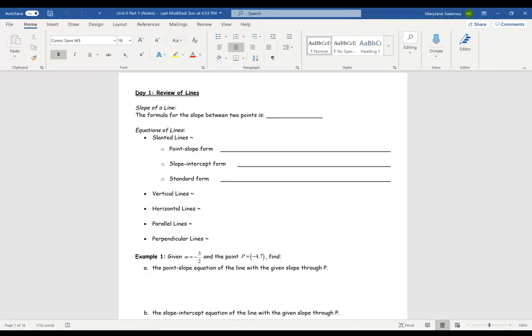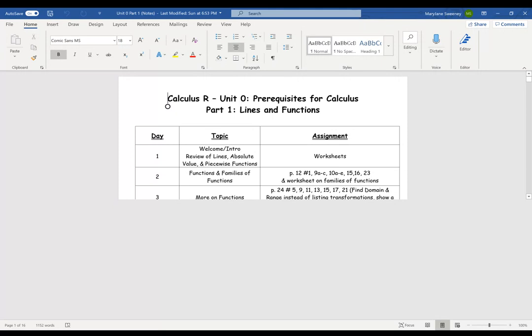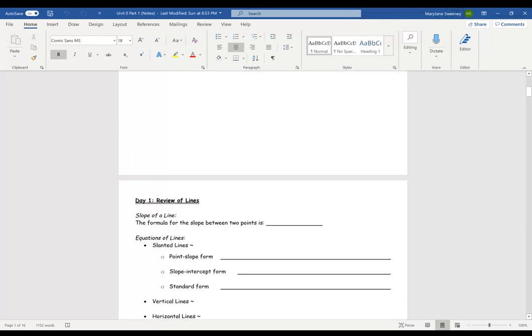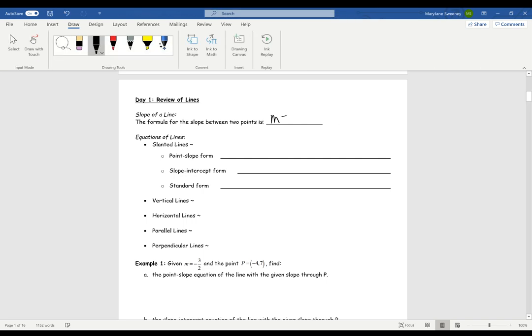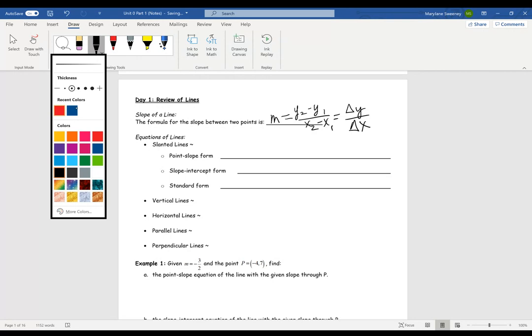So for this, first, the formula for the slope: m equals y sub 2 minus y sub 1 over x sub 2 minus x sub 1. Or sometimes people like to write delta y over delta x. Basically, the change in the y values over the change in the x values.